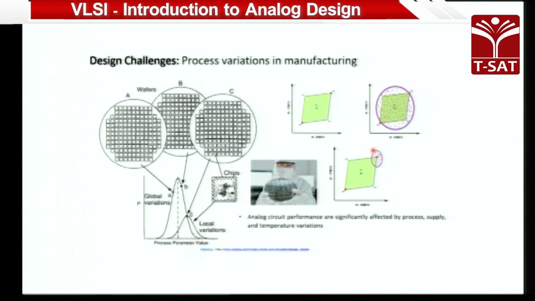There are models from the foundry, from the manufacturing house, they provide the models. We have to take those models, check how our designs are performing, and whether, by running the simulations within these corners, we are able to meet the specifications or not. Okay. So now you can correlate, starting from understanding devices, circuit understanding, and then how these devices are getting manufactured, what the impacts are.